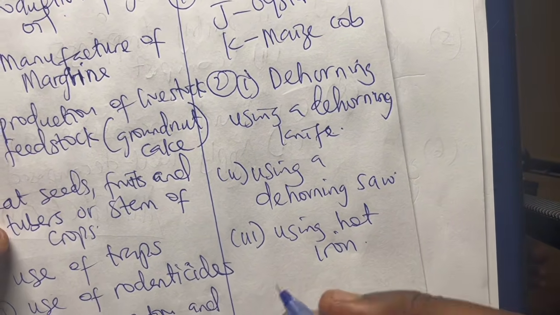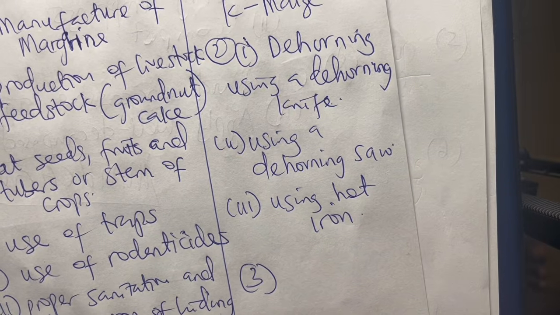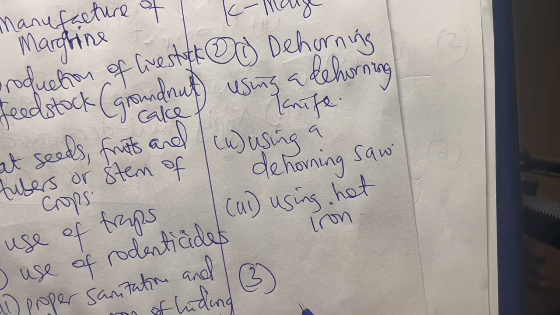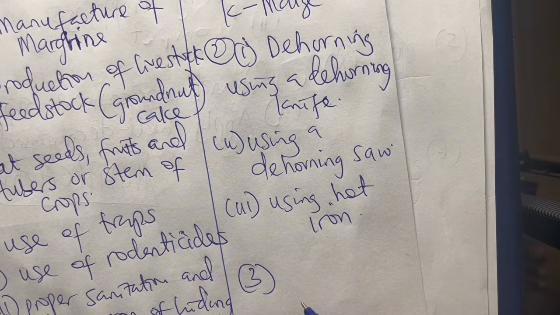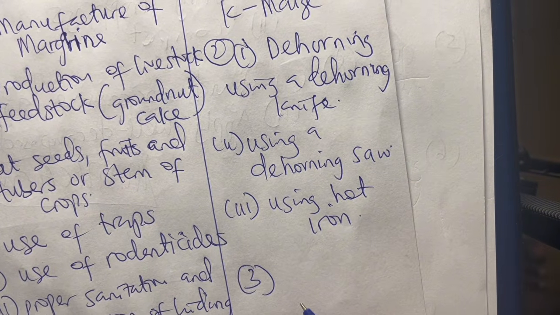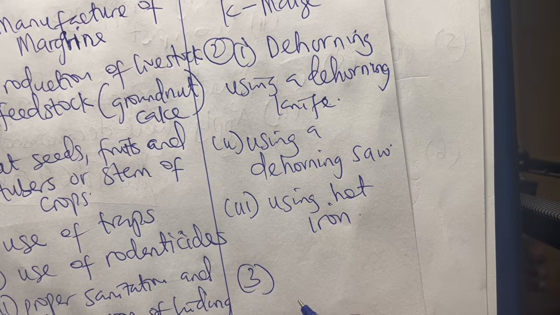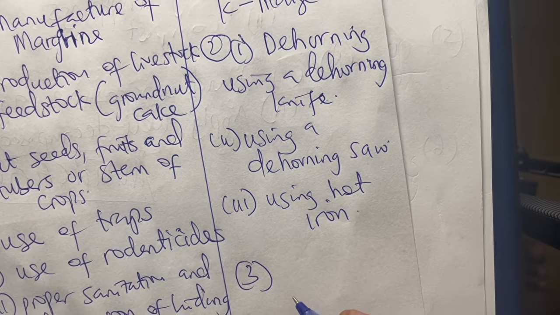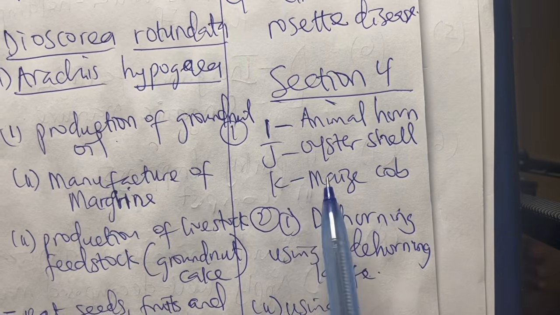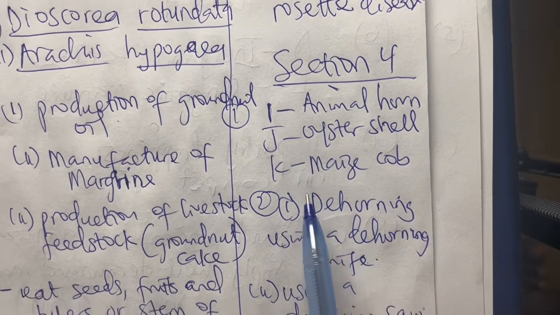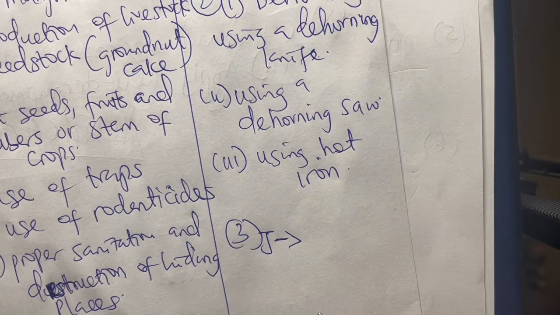Good. So that's that. Now, another thing they can ask you based on this, my section 4, is that they can ask you to list two benefits of specimen J and K in livestock feeding. That is the oyster shell and the maize cob. So what's the benefit of specimen J?